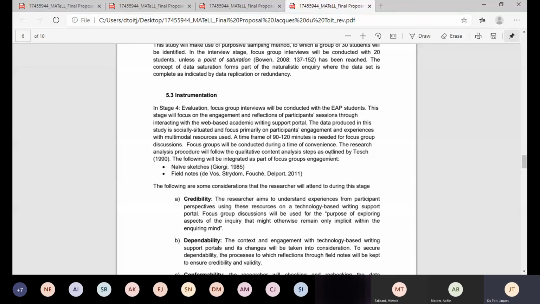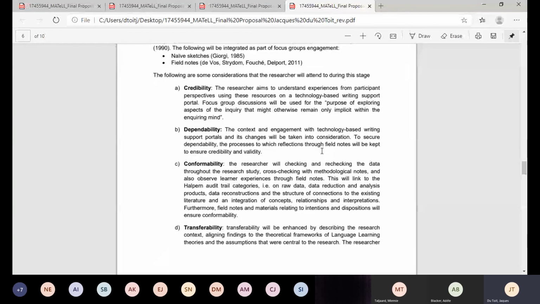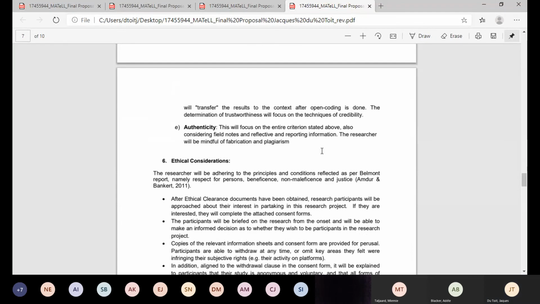So that was actually quite something for me to take note of, to say, you know what, even if I interview these people, I need to make it credible, dependable, authentic. I need to make the data confirmable and transferable. And then the ethical considerations.